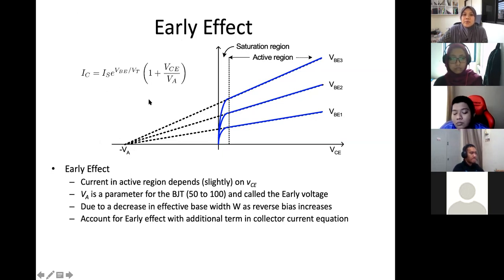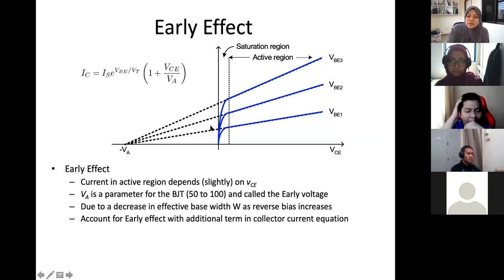So you can then put in this equation, and you can get the collector current based on the early voltage and the VCE. So early effect is a secondary effect. It means that ideally it shouldn't happen. But in real life, when you do any experiment, like your FYP, you will find that many things don't work according to what the theory says. That is where, as a scientist and engineer, we need to find out why, and then be able to explain. So this person did the experiment and found it like this. So how do we explain this?